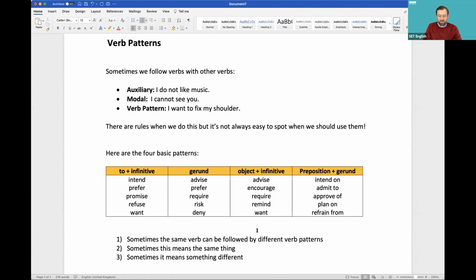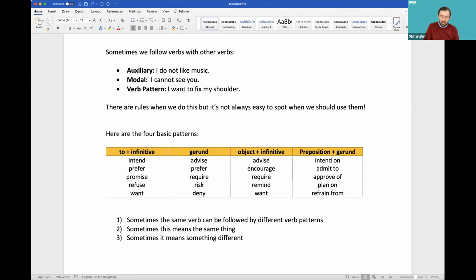Give you a really good example. So with prefer, it's the same thing. Okay, so at the weekend, I prefer to stay in bed. Does anyone agree with me? Yeah. Yes. The weekend, I prefer to stay in bed.